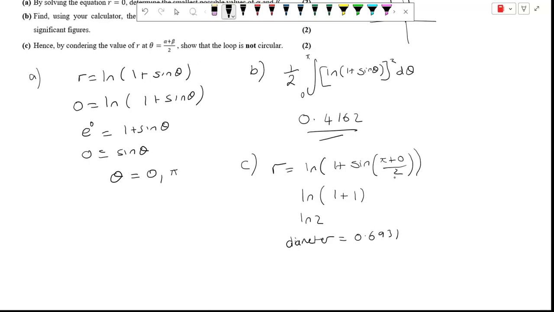So if it was a circle, what would the area of this circle be? Well, that would be πr², so I've got to halve the diameter and square it, and then times that by π. And if I do that, I get 0.3773. But in part B, we worked out that the area of this shape was 0.4162. If we're assuming it is a circle, the area should have been 0.3773, but it's not equal to 0.4162, so therefore it's not a circular loop.